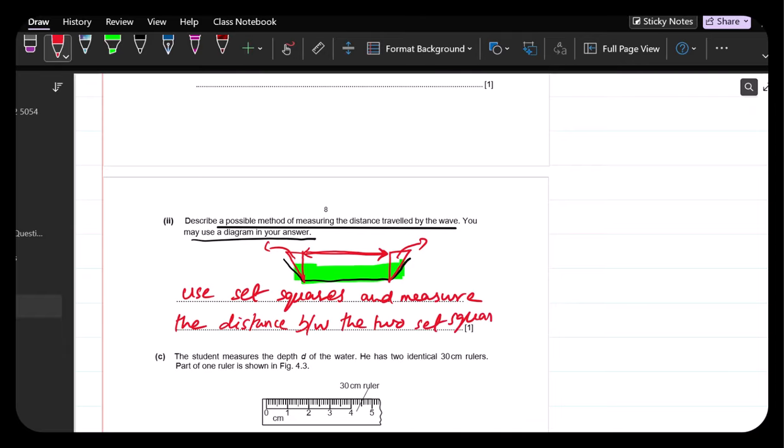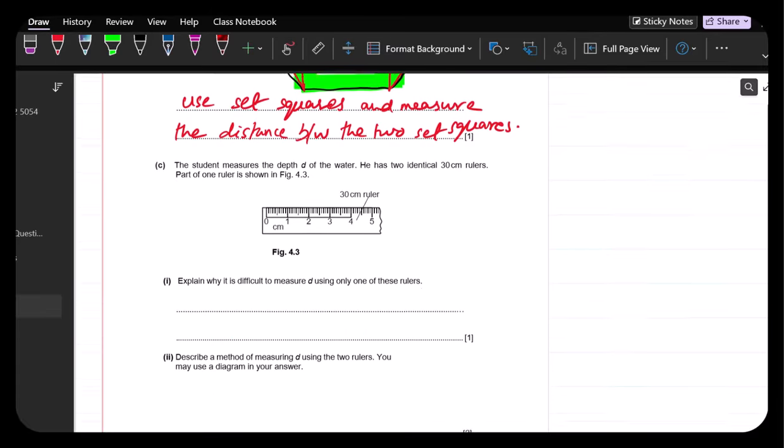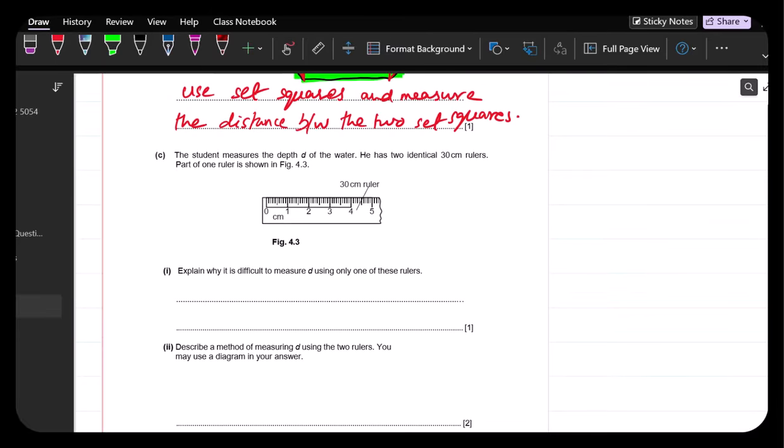So simple is this. Moving to part C of this question. The student measures the depth D of the water. He has two identical 30 centimeter rulers. Part of the ruler is shown. You can see this. Explain why it is difficult to measure D using only one of the rulers.